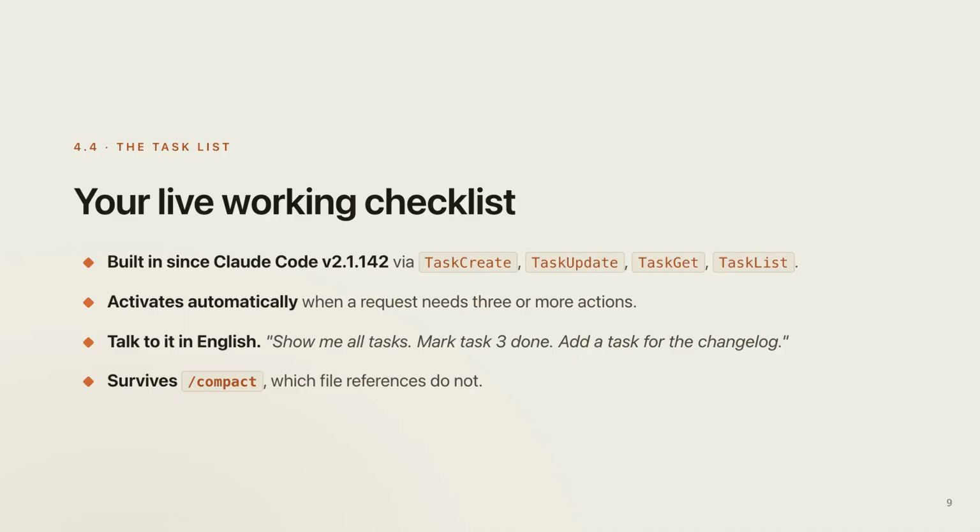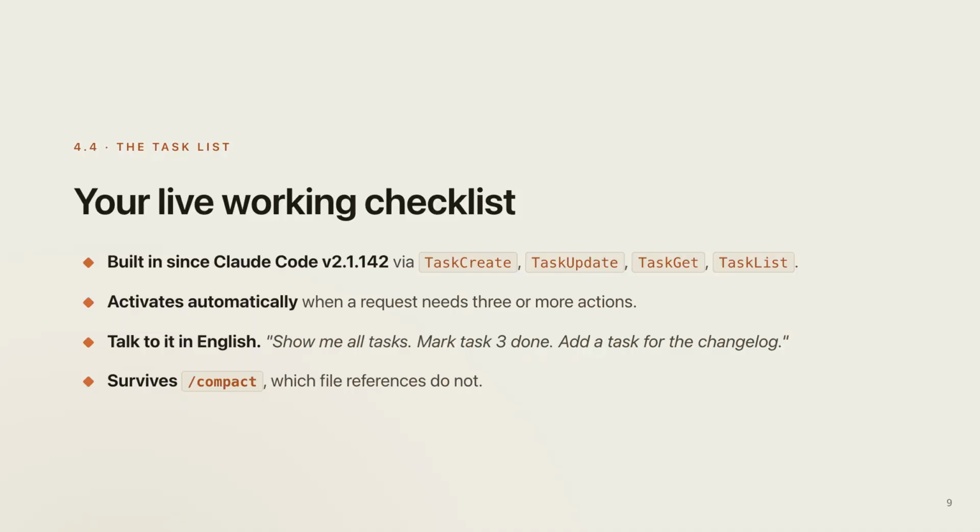Claude spots tasks as it works, creates them, marks them in progress when it starts each one, and completes them as it finishes. It activates on its own when a request needs 3 or more distinct actions, when you hand Claude a list of items, or when the operation is non-trivial enough to benefit from tracking. How do you see the list? The interactive mode docs mention a Control-T toggle, but in practice it is unreliable across terminals. The reliable move is to ask Claude in plain English.